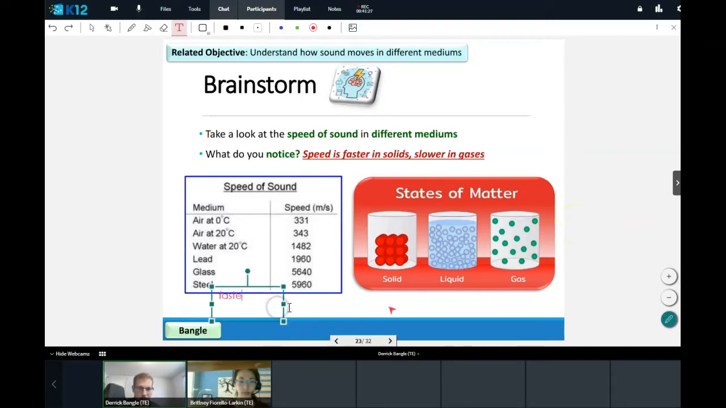Steel is going to be the fastest, but generally, the sound is going to be traveling faster through solids. Then the next slower is going to be liquids, and then the slowest is going to be through gases. That has to do with how closely the particles are packed together. Notice how in a solid state, they're right next to each other. In the liquid state, they're moving around each other, but still dense. And the gas is the least dense.